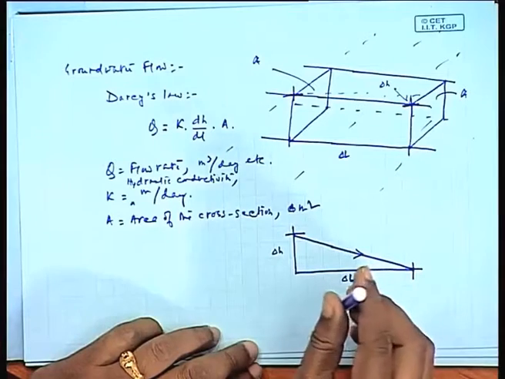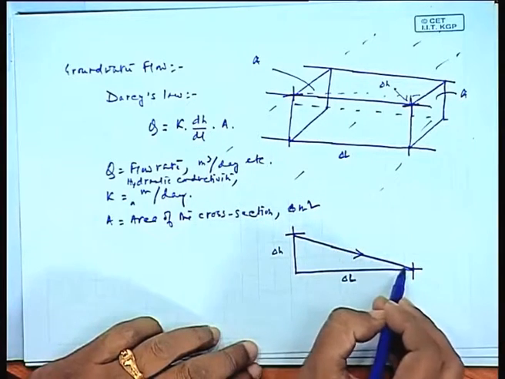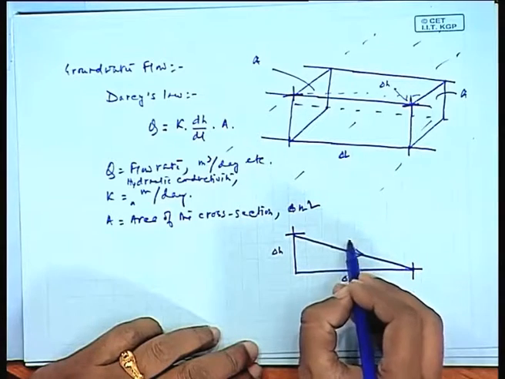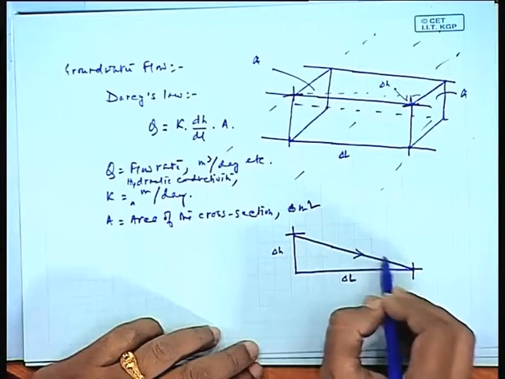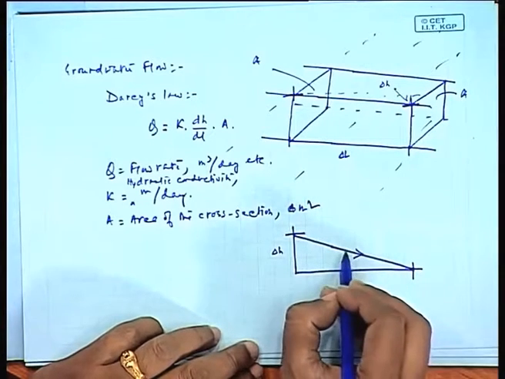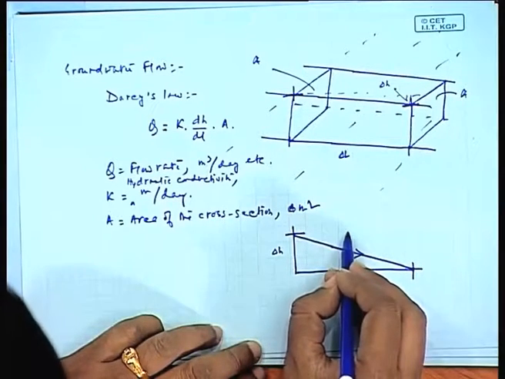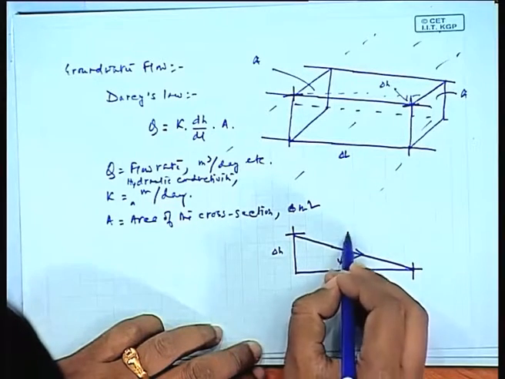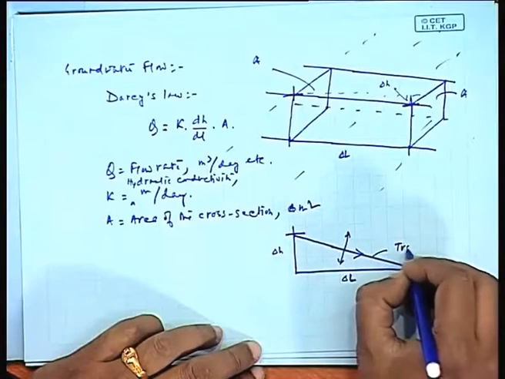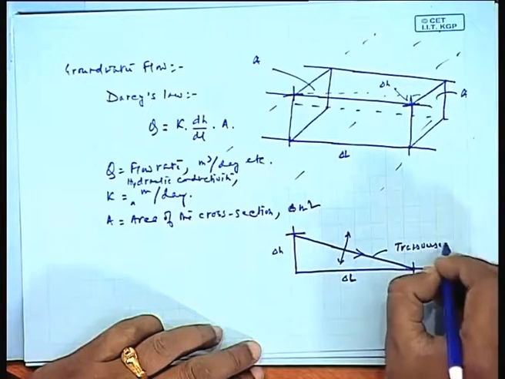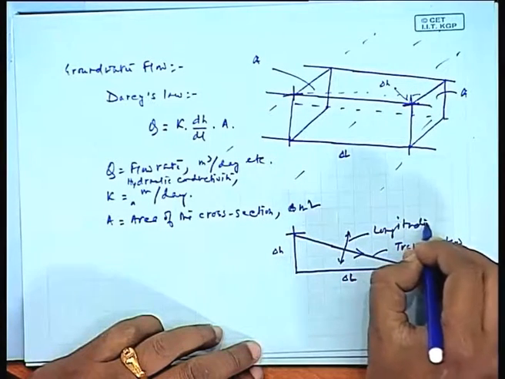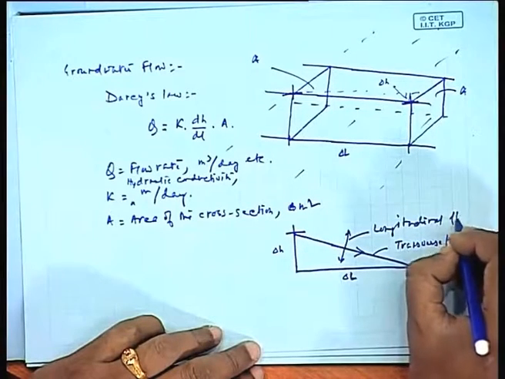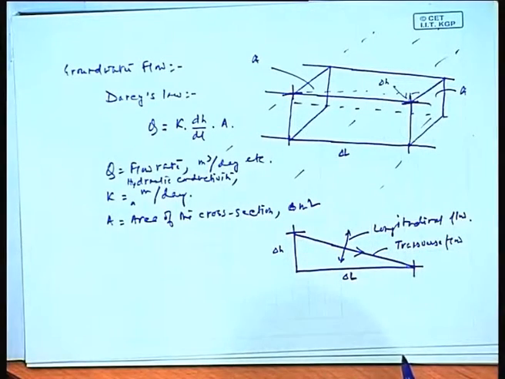So this is one flow direction. It's not necessary that the flow would be only in this direction. There would be a flow normal to this direction of flow as well. The spread or dispersion would be normal to the direction of this flow. This is known as the transverse flow, and this is known as the longitudinal flow.